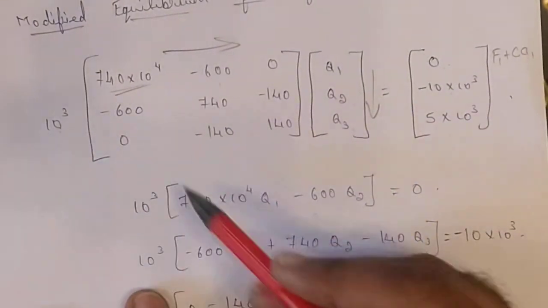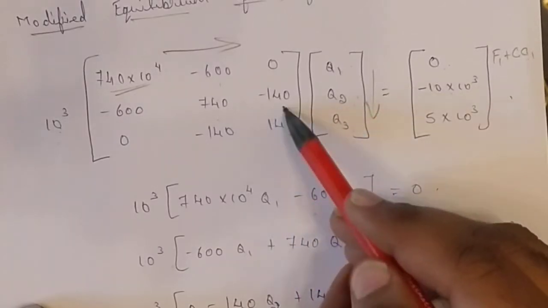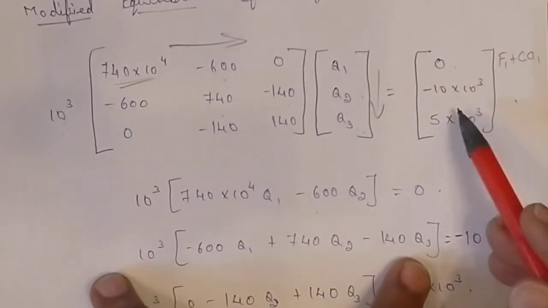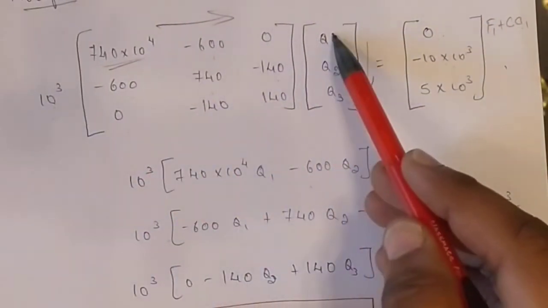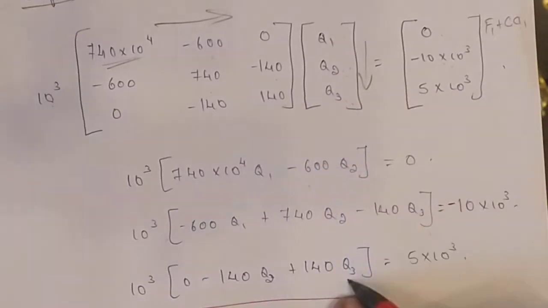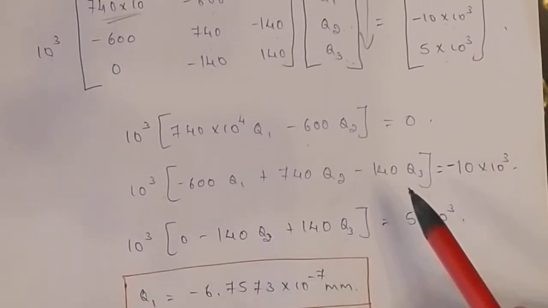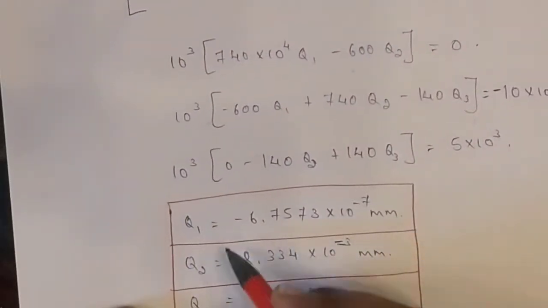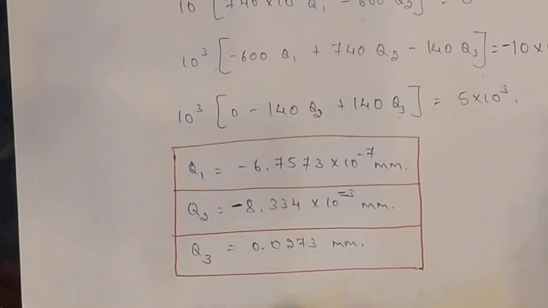Similarly, the other two equations: 10 power 3 common, minus 600 into Q1 plus 740 into Q2 minus 140 into Q3 is equals to minus 10 into 10 power 3. Then 10 power 3 common, 0 into Q1 is 0, minus 140 into Q2, 140 into Q3 is equals to 5 into 10 power 3. So we have three equations and three unknowns. We will get Q1, Q2 and Q3. You solve the equations in your calculator, you will get Q1, Q2 and Q3.